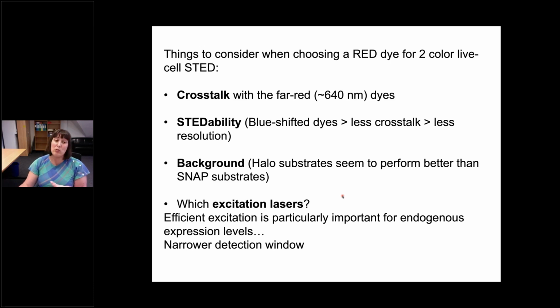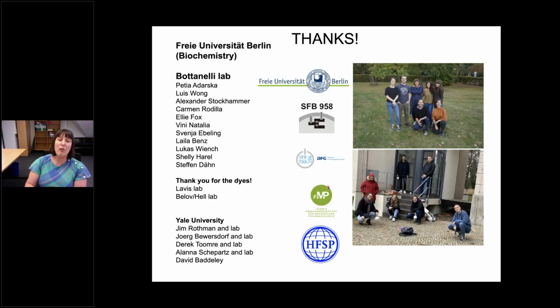And you also have to take into account that the red dye has a narrower detection window compared to the big detection window that you have for your far red dye. So I just wanted to leave this here, and I'm happy to discuss.